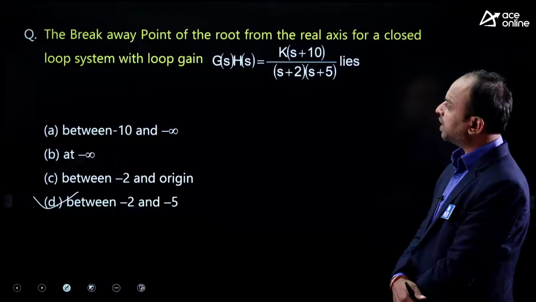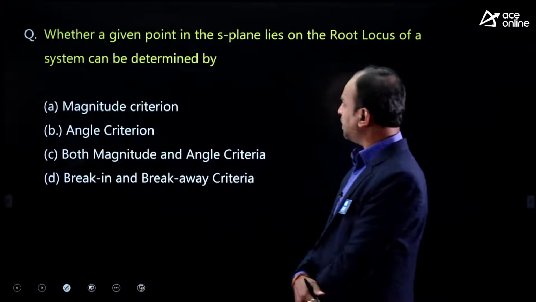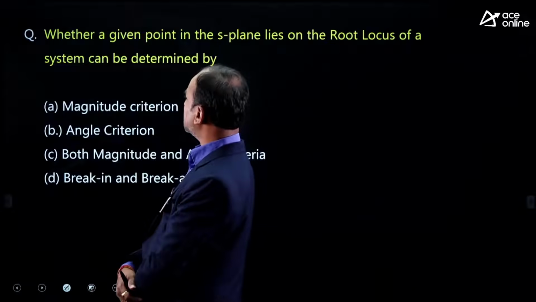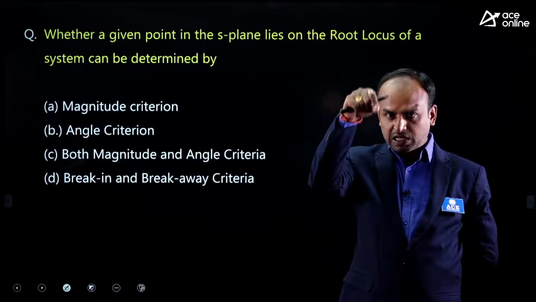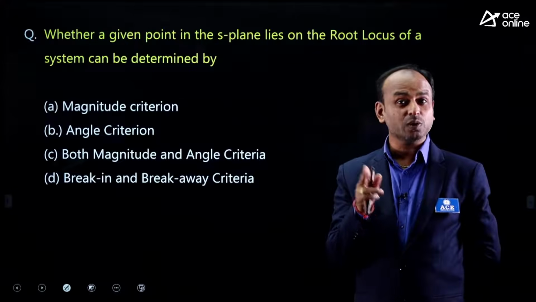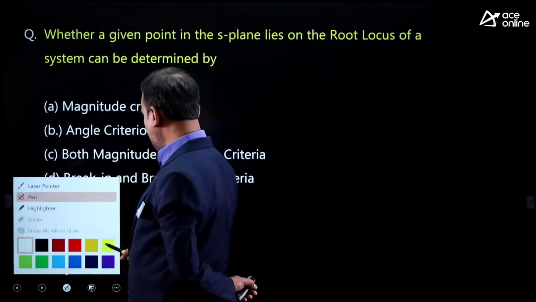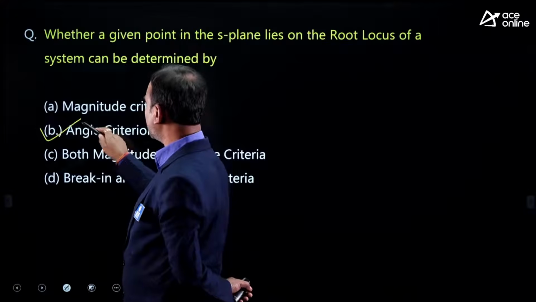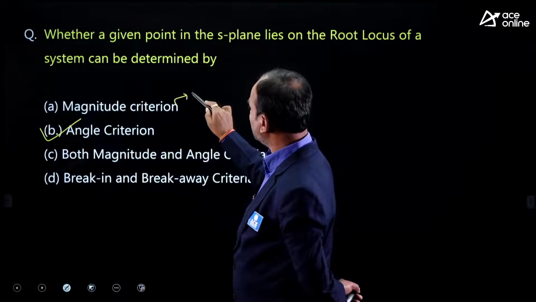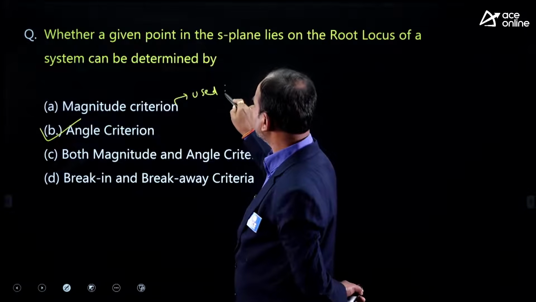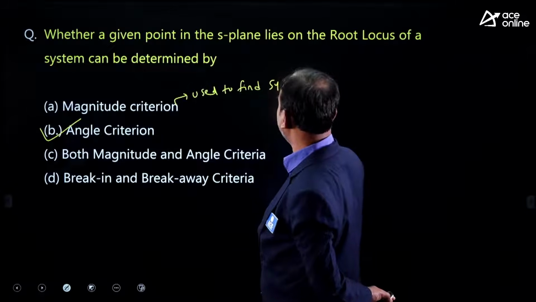Next: whether a given point in the S-plane lies on the root locus can be determined by using the angle condition. To check whether the point is on the root locus or not, we use the angle condition. The magnitude condition is used to find the system gain.